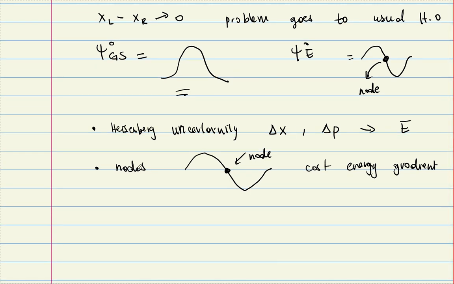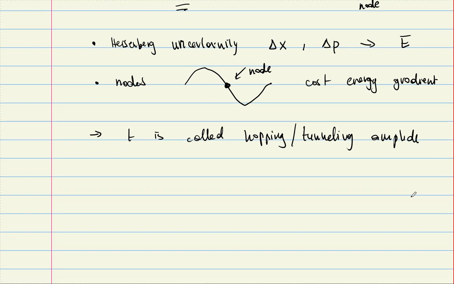And another observation here, so I think most important is T is called hopping, or T actually comes from tunneling amplitude, and we know in the Hamiltonian it has to be negative.